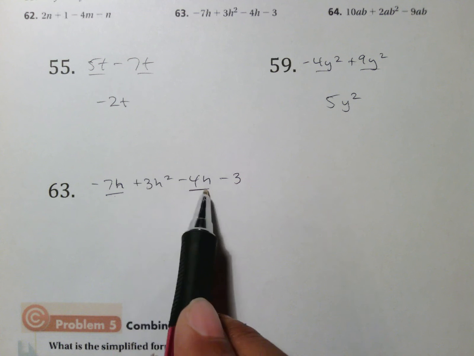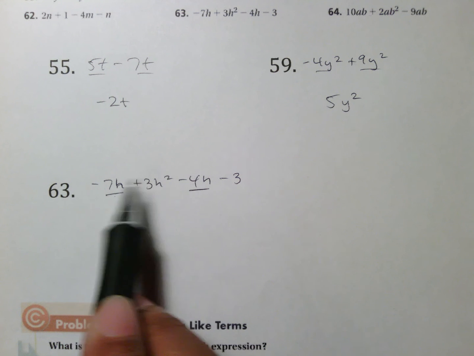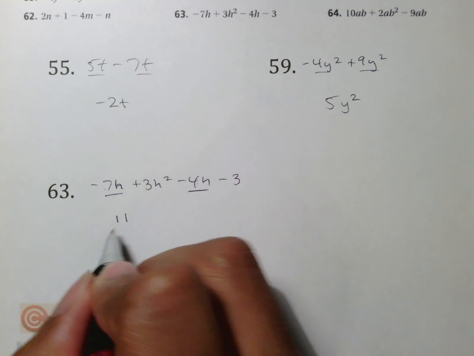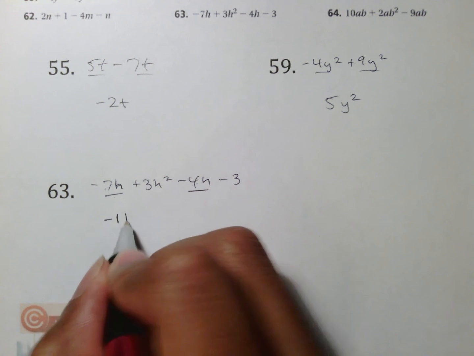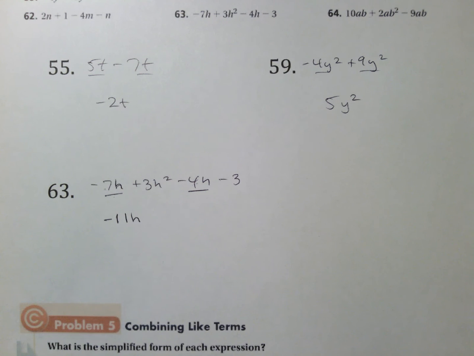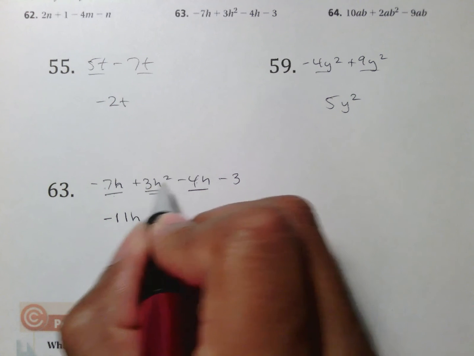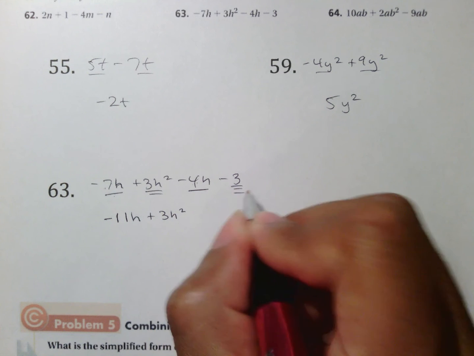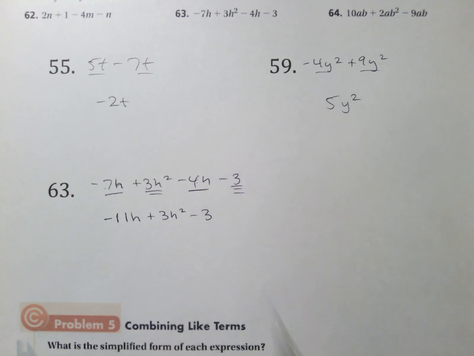And what we're going to do here is ignore the H's and look at the negatives. You have -7, -4. Remember that the signs are the same, so you add them up. And since 7 is bigger, it makes -11. And since we're talking about H's here, the title for the term just comes down. 3H squared has no like term, so we just bring it down the way it is. And -3 has no like term, so we just bring it down the way it is.